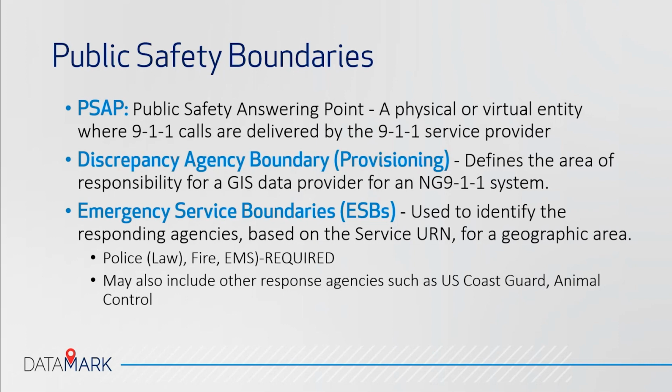So it's going to be used to identify who are the responding agencies based on the service you are in within that geographic area. So the minimum that you have to have for the emergency service boundaries are police or law, fire, and EMS. Those are the minimums, but you can have other emergency service boundaries, such as animal control, poison control, Forest Service. We have clients that are in Florida and Maryland, and they may also develop a Coast Guard boundary for coastal response. But at a minimum, you have to have the fire, law, and EMS boundaries.